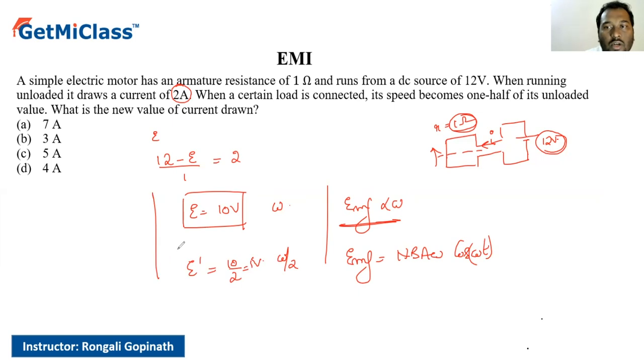So what happens to the current? The applied voltage is 12, the back EMF is 5, divided by the resistance of 1, which will make it 7 amperes. So the answer is 7 amperes.